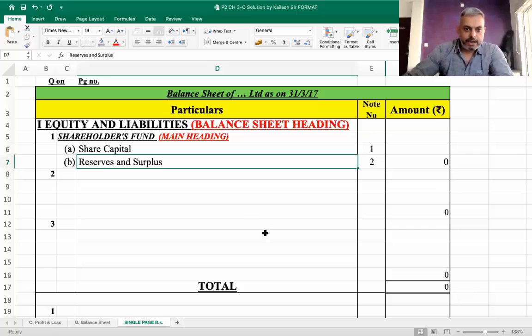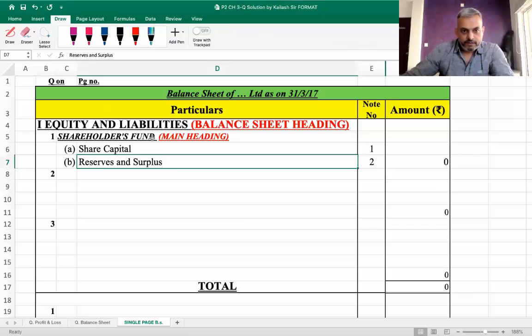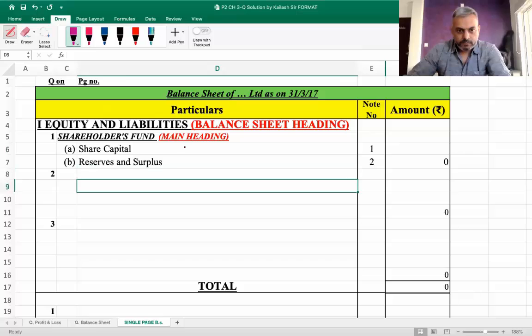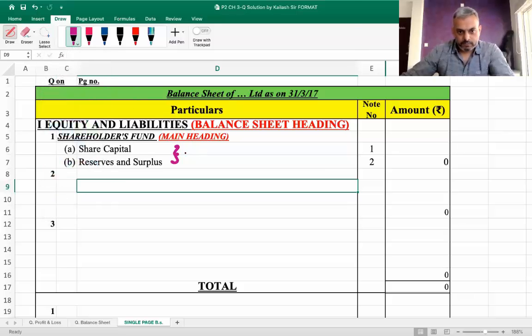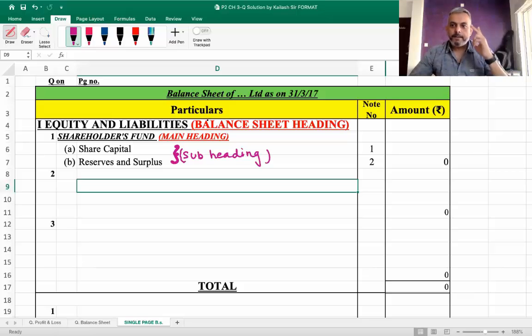Now a and b, I'll just use this marker pen. This a and b is known as subheading. So you have balance sheet heading, main head, and subhead. You have to remember this because to understand the concept of balance sheet, we'll be doing some sums where you have to identify where a particular type of account will go. Say for example, preference share capital. It will go under the balance sheet heading, which is equity and liabilities, main heading shareholders fund, and subheading share capital. So please write this.